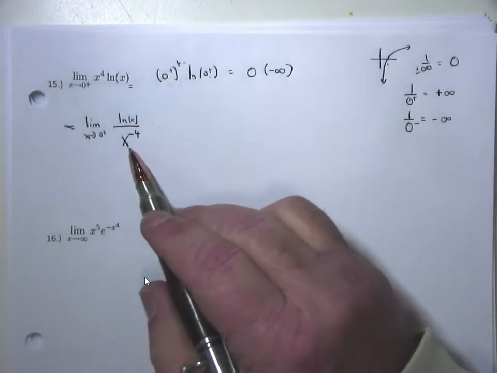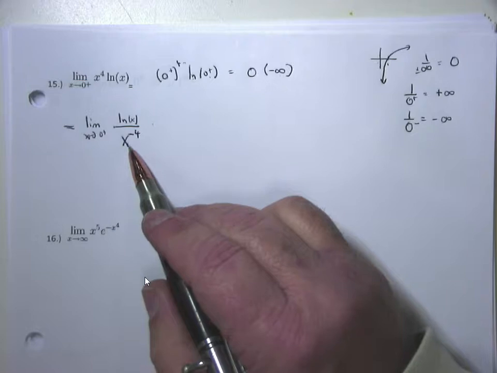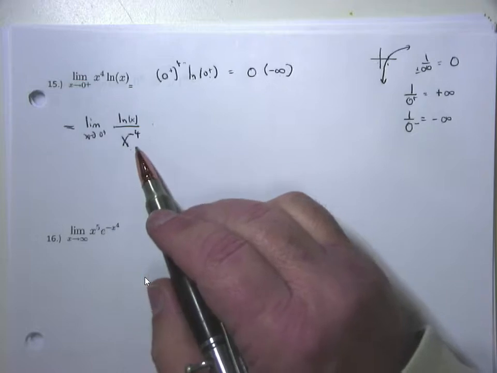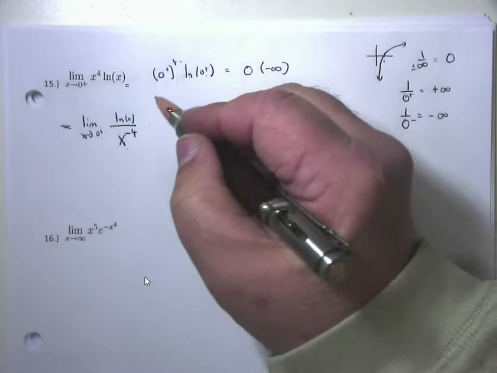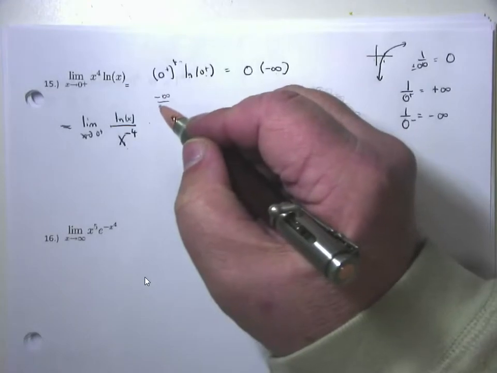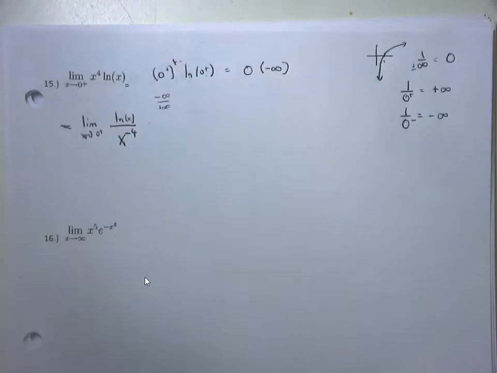1 over 0 on the plus side to the 4th power is still going to be 1 over 0 on the plus side, and 1 over 0 on the plus side is positive infinity. So when you plug it in, you actually get negative infinity over positive infinity. You don't care about the plus or minus. It's infinity over infinity, which means what do I get to do?